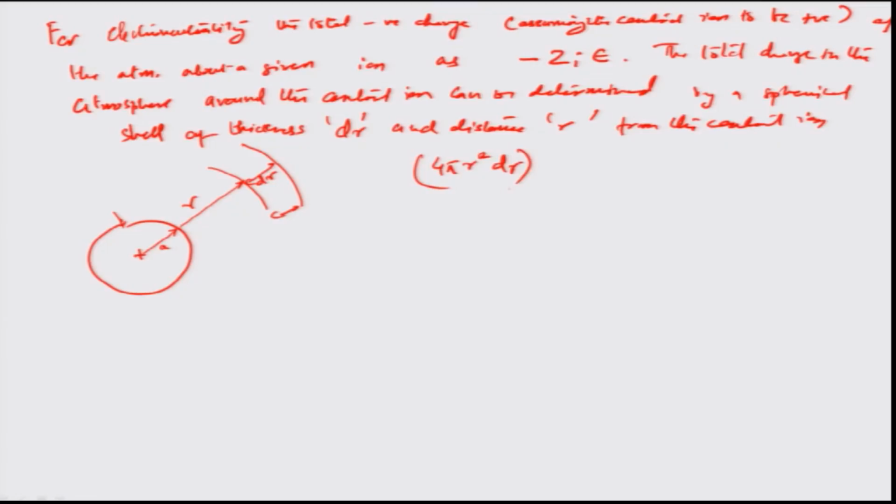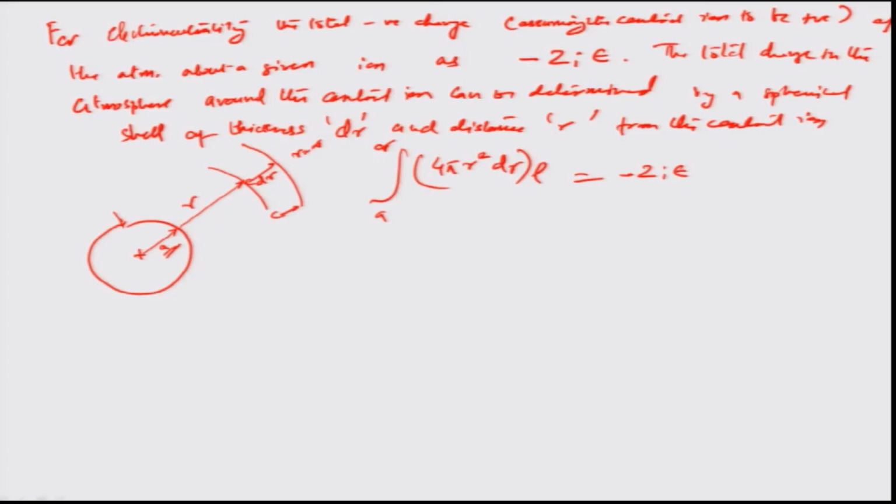So, with this dV times rho as the total charge in the spherical shell, if I integrate the shell from the value a all the way to r equal to infinity, which is assumed for completeness to be a single ion balance, complete balance. So, a to infinity, this should be essentially equal to the charge, minus Zi epsilon.